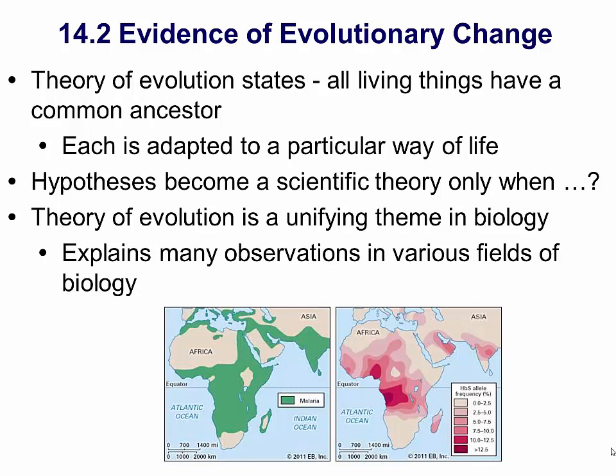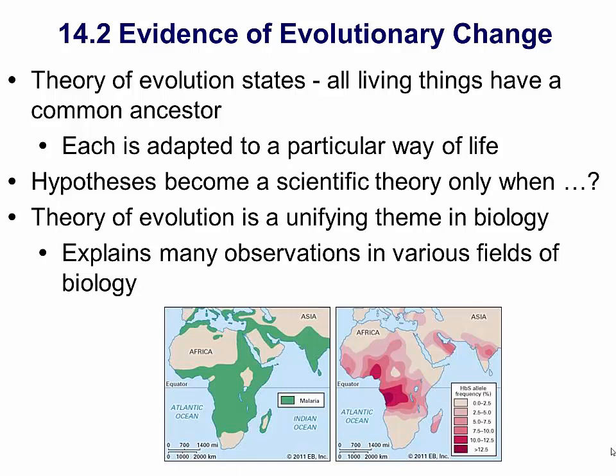So going back to our bullet points here, what we see is this. The theory of evolution states that all living things have a common ancestor. This is known as the common ancestor theory. Each organism is adapted to a particular way of life, and we remind ourselves that when we use the word theory in the world of science, we're not talking about a random guess, but rather a well-established hypothesis that's been tested over and over and over again, and each time it's passed that test, and so we have a great deal of confidence in hypotheses.